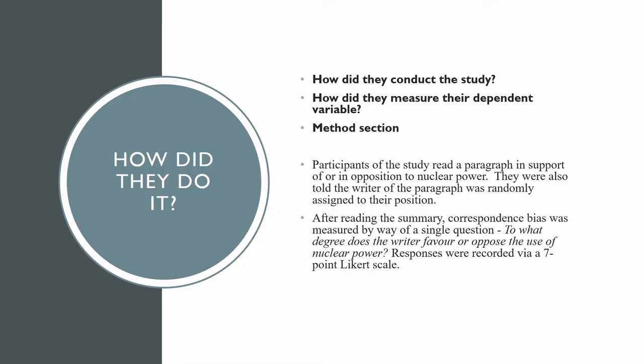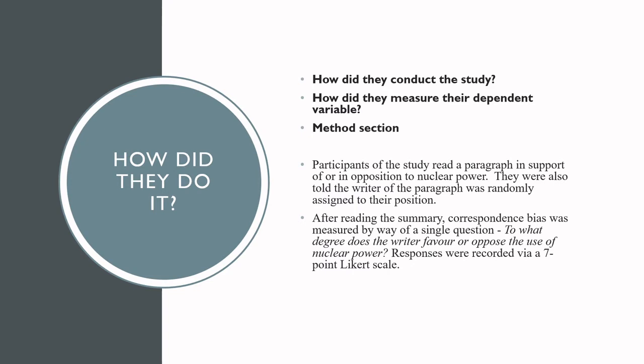The second part of a summary is looking at how did they do it. So how did they actually go about conducting their study? What did they have the participants do? And then how did they measure their dependent variable? And this is something that's going to be described in great length in the method section, and it's your job to boil it down to a couple of sentences.